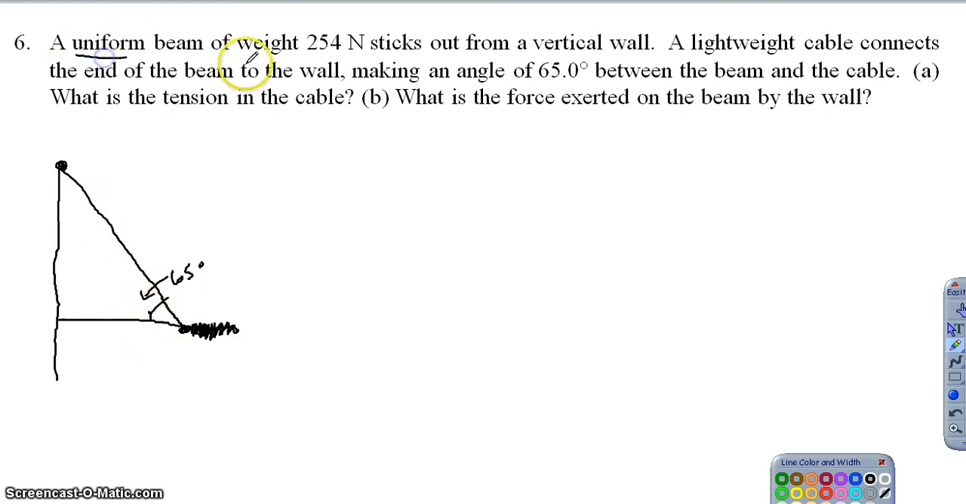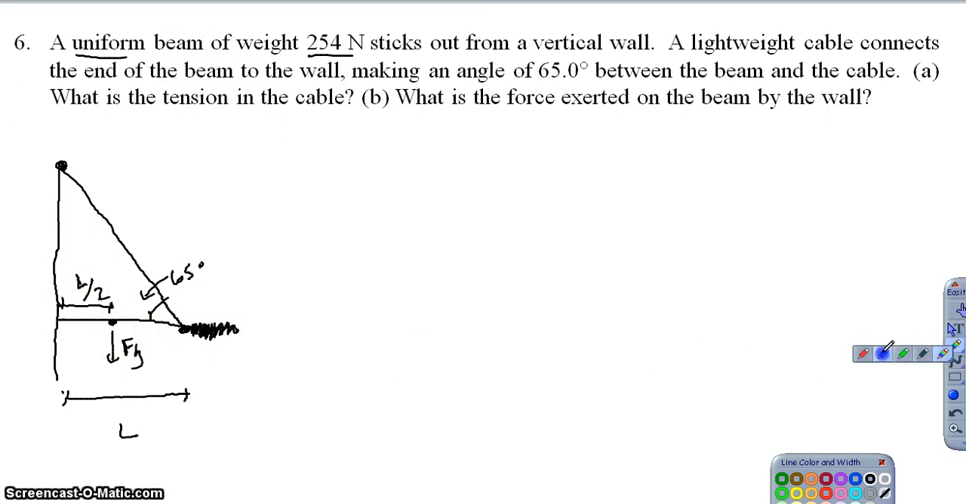The fact that it's a uniform beam of 254, again, we've seen before, uniform is important because it tells me that the force is applied straight from the center of that beam. They don't give me the length of the beam, so I don't know how long this beam is. Maybe I'll just call it a length of L. But I know the force of gravity of that beam, that 254 newtons, would be acting at a distance of L over 2, since it's a uniform beam. And that will be a big important piece for us. So we've got that force acting.